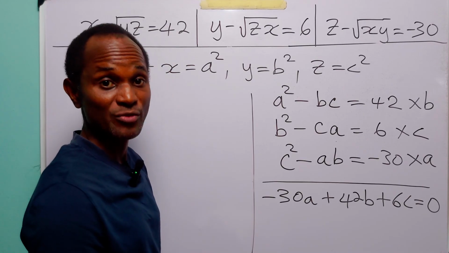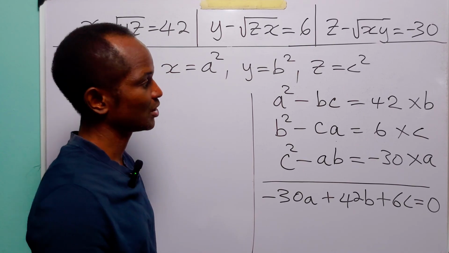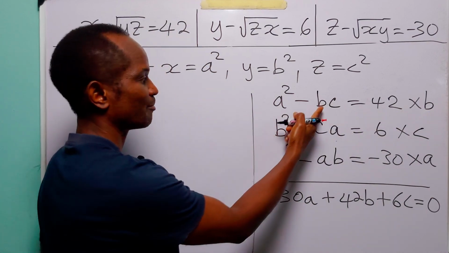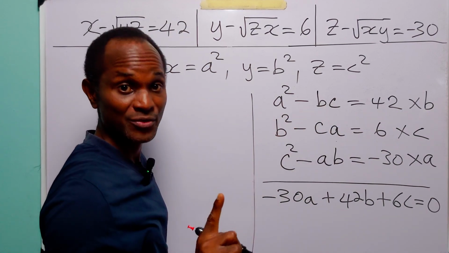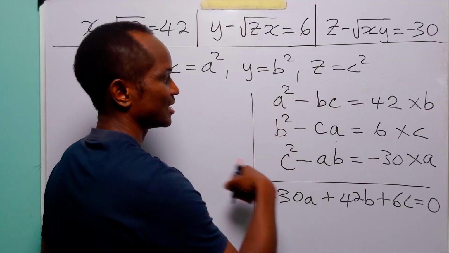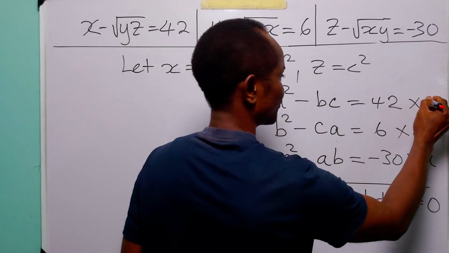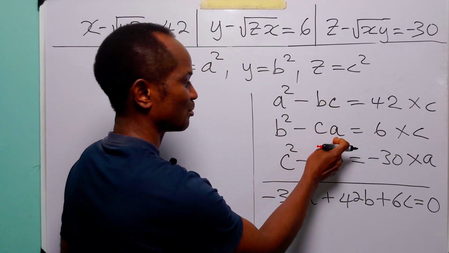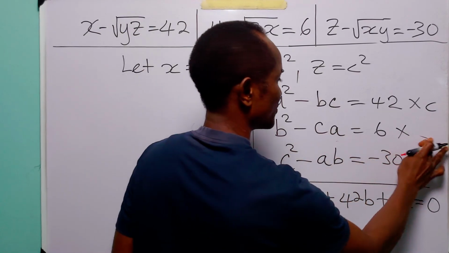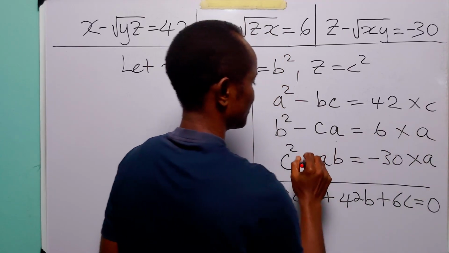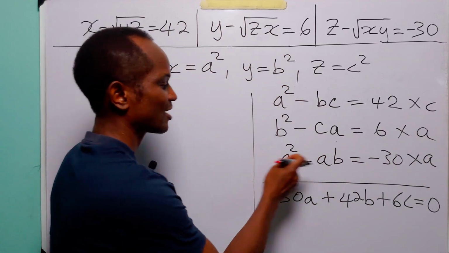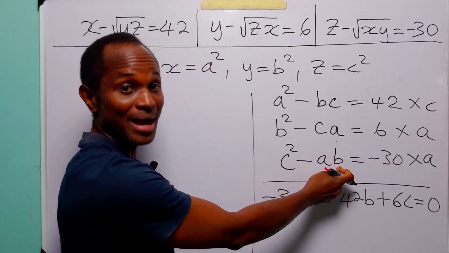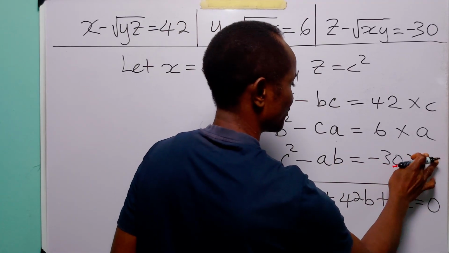Now, once more, we are going to repeat the process of multiplication. But in this case, instead of multiplying through the first equation by b, we are going to multiply through this first equation by c. So here we have c. Instead of c, in this case, we are going to multiply through by a. So here we have a. And in the last equation, instead of multiplying through this equation by a, we are going to multiply through by b. So here we have b.